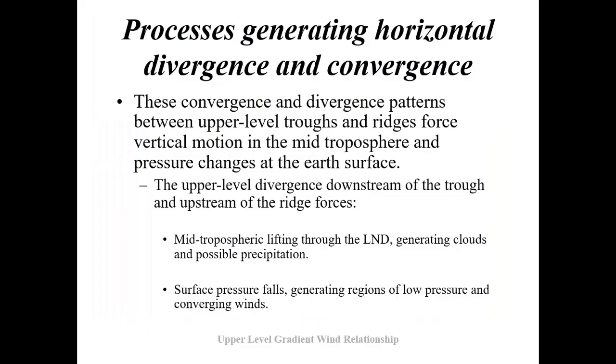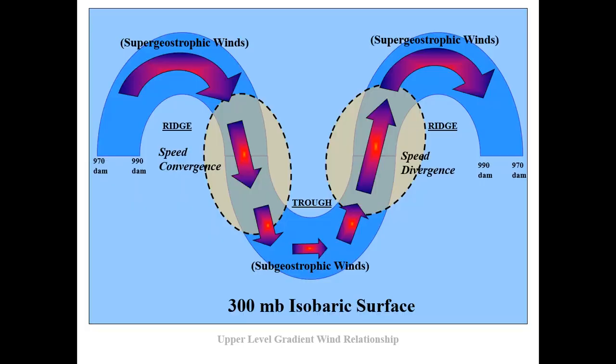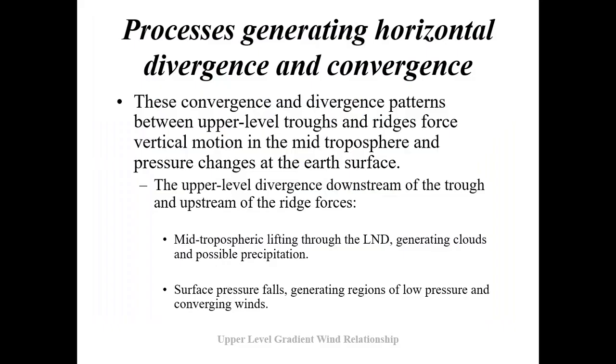So these convergent and divergent patterns between the upper level troughs and those ridges force vertical motion in the mid-troposphere, and that results in pressure changes at the Earth's surface, lowering surface pressure in an area where there's speed divergence, and increasing surface pressure in the area where there's speed convergence. The upper level divergence downstream of the trough and upstream of the ridge is going to result in lifting through that level of non-divergence. It's going to generate your clouds and possible precipitation.